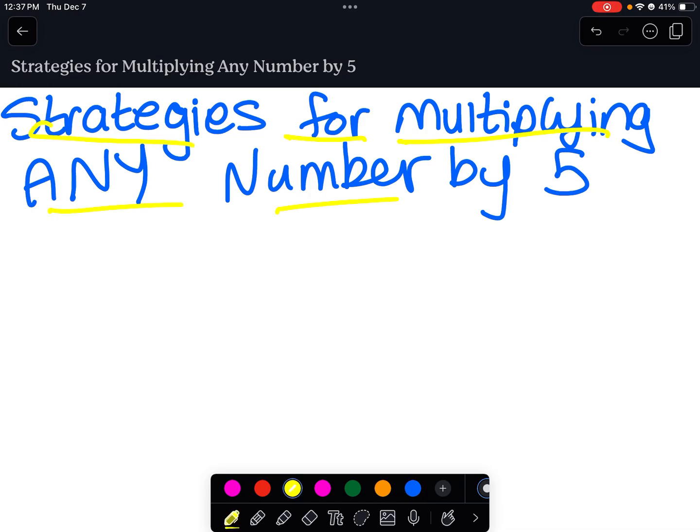That's right, any number by 5. And this all works out because 5 is a factor of 10. It's 10 divided by 2. And without waiting, let's get to it.